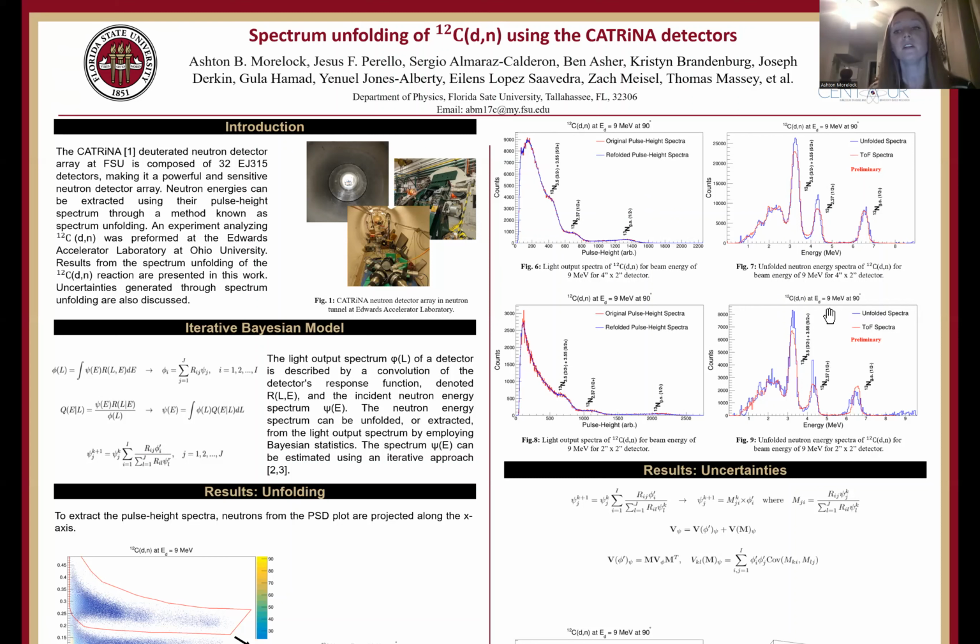Then if we go over to our right, we have the neutron energy spectra. The figure made in blue is the unfolded energy spectra, and we compared this to a neutron energy spectra made using time of flight information, and that is in red. And we did this to make sure that we were seeing the appropriate peaks in the appropriate areas and with the appropriate counts. And you can see that for both detectors, they agree very well with one another.